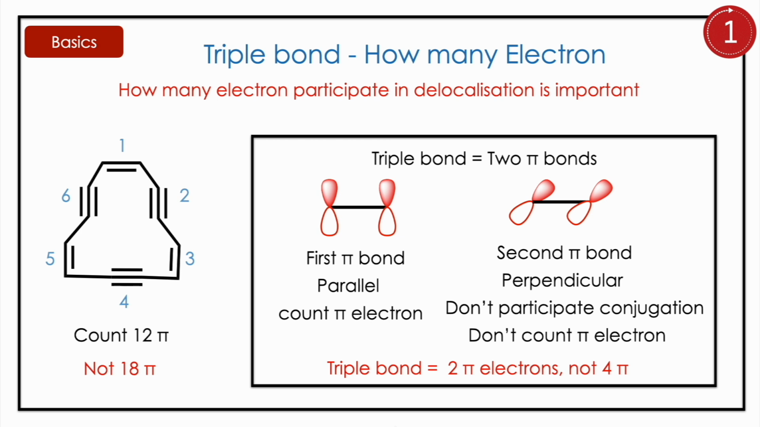Then a very confusing basic: for a triple bond, how many electrons should you count? A triple bond is formed from 2 pi bonds, so you may think it is 4 pi electrons, but it is only 2 pi. How? Because the triple bond is formed from perpendicular p orbitals. One p orbital is parallel to the pi electron cloud, another is perpendicular to it. So only 2 electrons participate, the other 2 electrons don't participate. Here I have given a compound with 3 triple bonds. If you count it, it is 12 pi electrons, not 18 pi electrons.